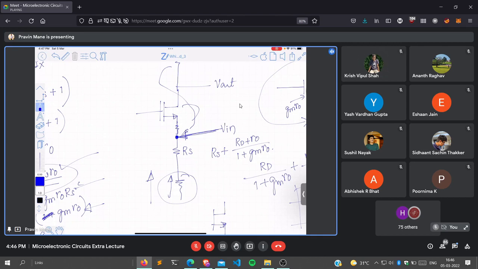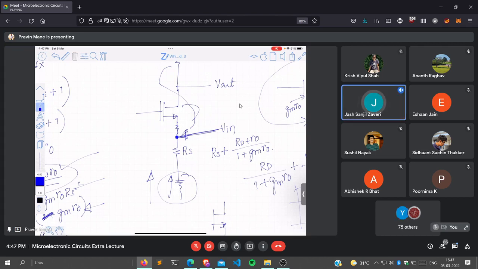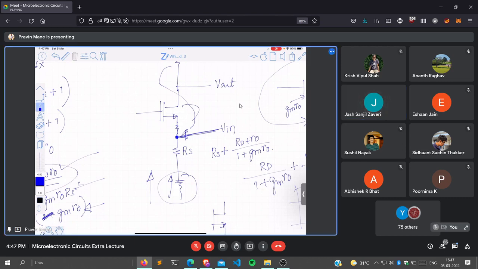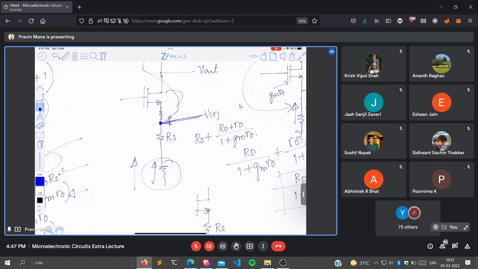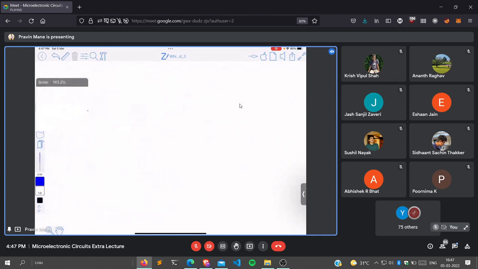What is the next question now? Understood these concepts? Sir, can these be used to calculate R in also or only R out? No, both R in and R out. It can be applied, not an issue. Any other question? Sir, I have a doubt in differential amplifier. Okay, I will come to that point. Before that, now, in order to improve the gain, I will come to that point.